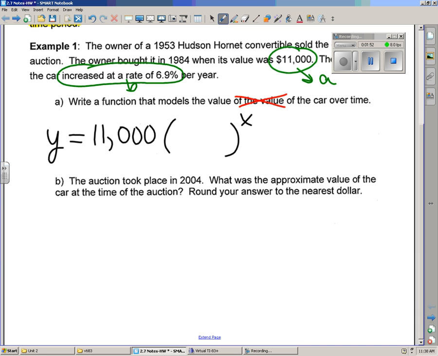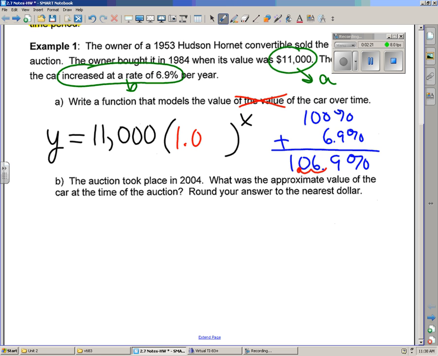Well, now here's where we figure out the percent of increase as a decimal. The car was worth 100% of the value when you bought it. It increases by 6.9%. So right now the increase as a percent is 106.9. But you have to change this percent to a decimal. Changing percents to decimal, you move your decimal place over 2 spots to the left. And the value that goes in here is 1.069. So the decimal is what goes in there.